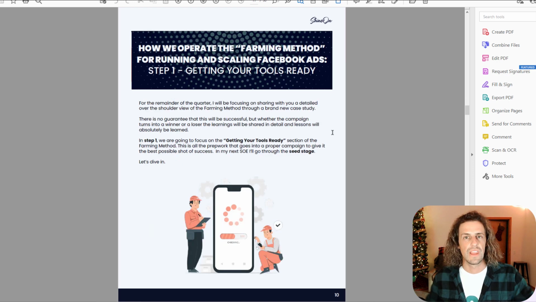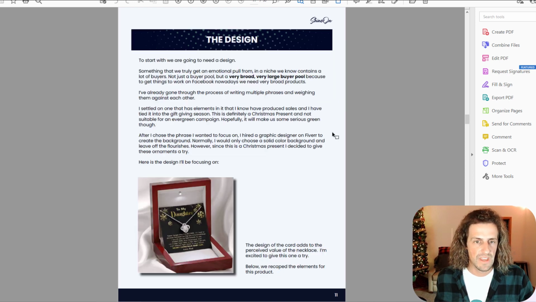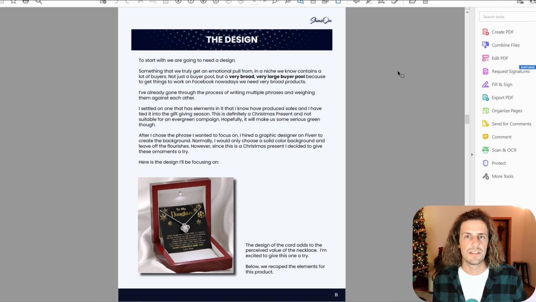All right, in this next section, we're going to be looking at how we operate the farming method for running and scaling Facebook ads. And this is step 1 of the case study that Jim started putting together, getting your tools ready. So the design. The design is always important, of course, as one of the tools, because that's the first thing that people see, and then obviously the jewelry, but the design and the message card phrase itself.